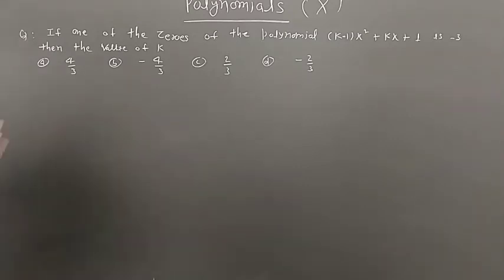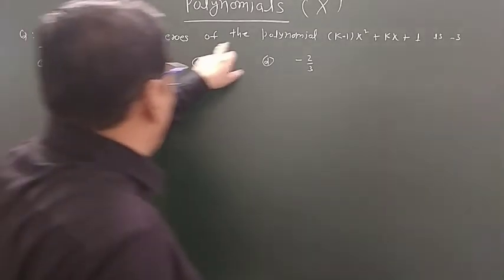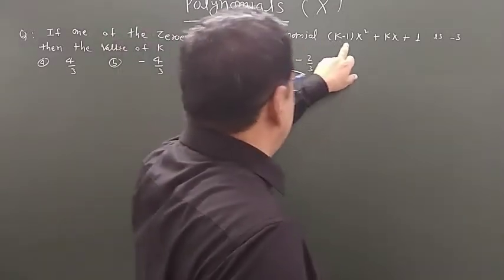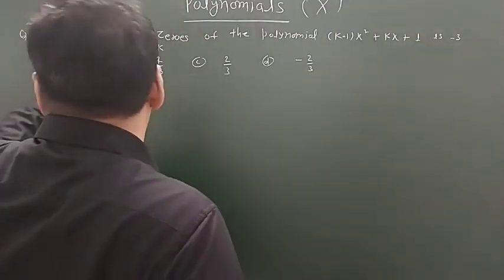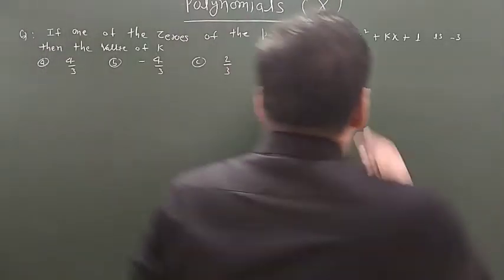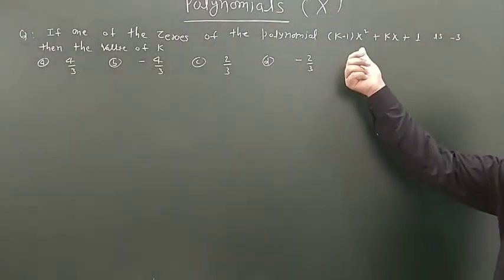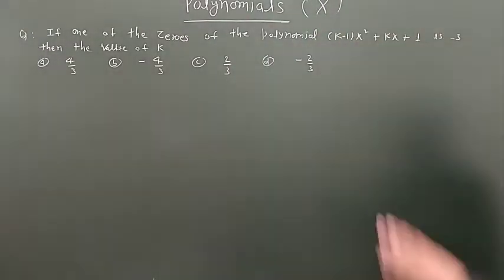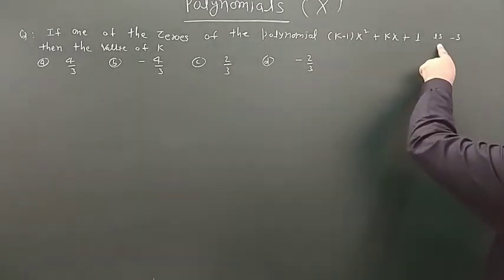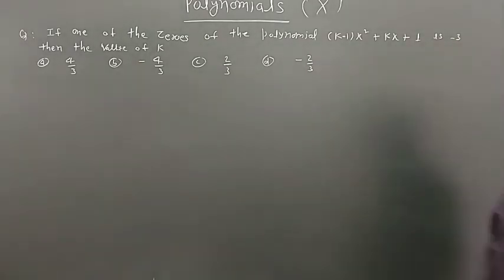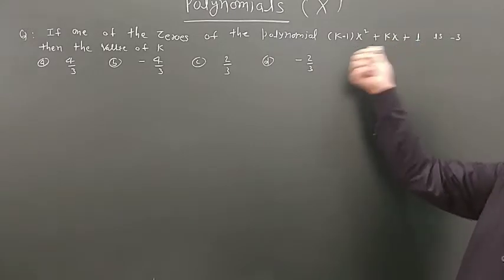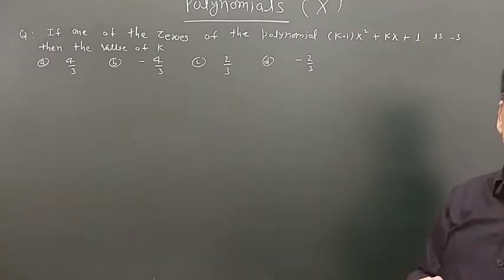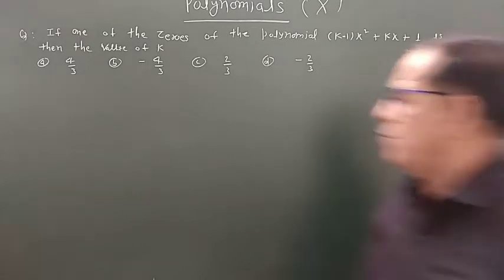Next question. If one of the zeros of the polynomial (k minus 1) into x square plus kx plus 1 is minus 3, then what is the value of k? It is clear here, this is a quadratic polynomial because the degree of the polynomial is 2. And also given here, one zero of the polynomial is minus 3. That means if we put x equal to minus 3 in this polynomial, the polynomial becomes 0 and then we find the value of k. So what is the process here?